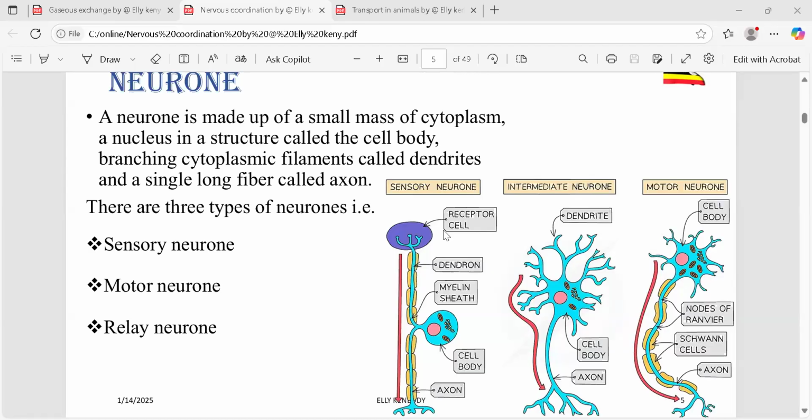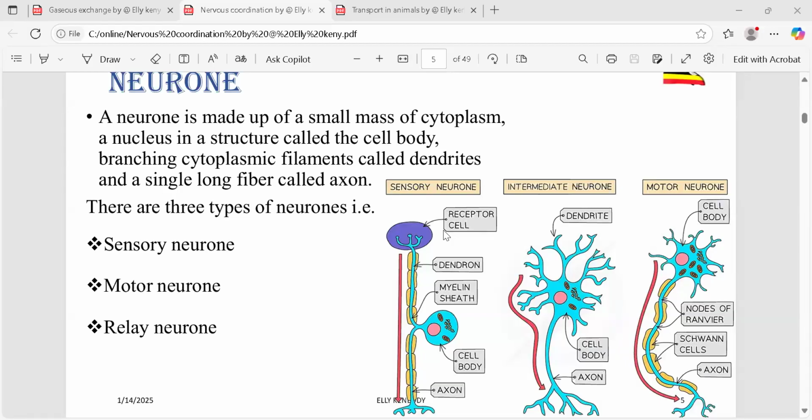So we mainly have three neurons. We have the sensory neuron. The sensory neuron picks information from the sense organ. And then you have the motor neuron. The motor neuron picks information from the central nervous system. And the central nervous system can be the brain, or it can be the spinal cord. So the motor neuron picks the information from the central nervous system to the effector. An effector can be a muscle.